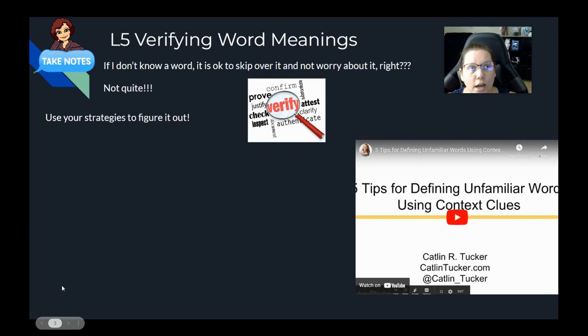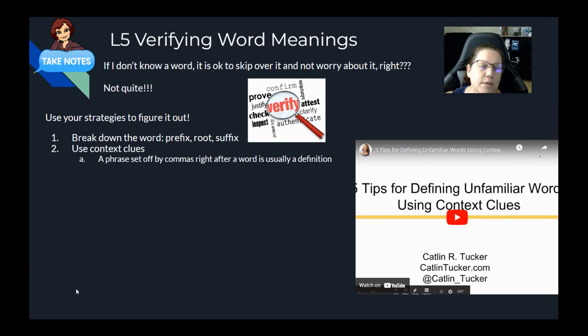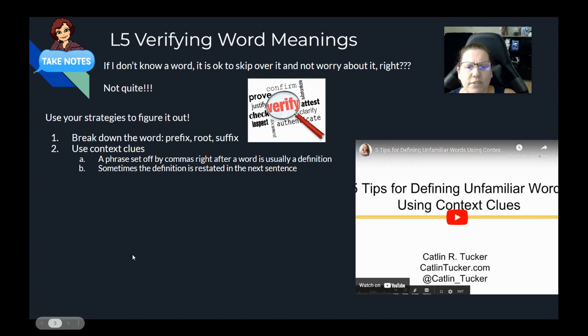We've been talking about strategies so far this week already. So remember to use those strategies. Break down the word, use the prefix, the root, the suffix to try to figure out what it is. Use context clues. Remember, a context clue can often be a phrase that's set off by commas, which is usually the word's definition if you see that right after the word.